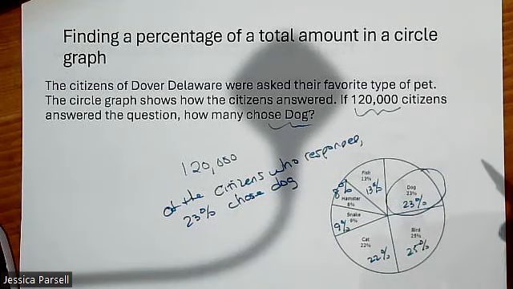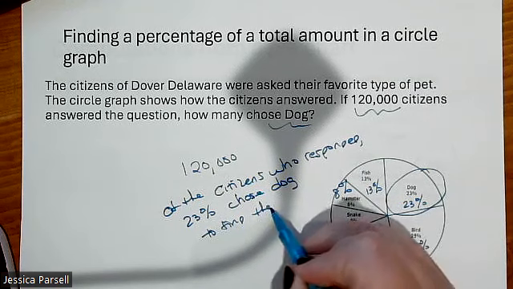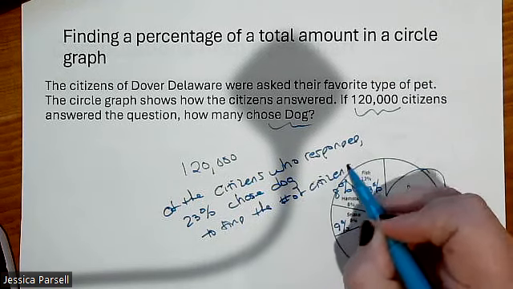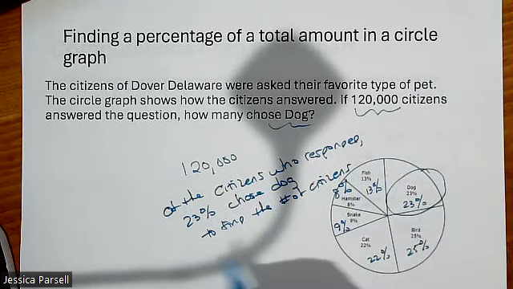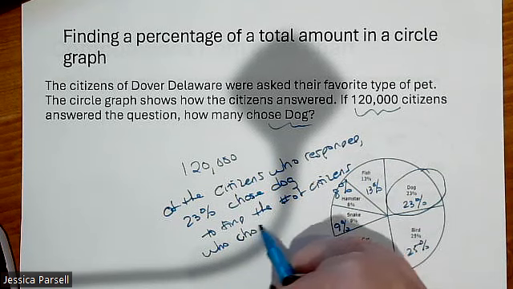Okay. To find the number of citizens who said, I am a dog person, chose dog.